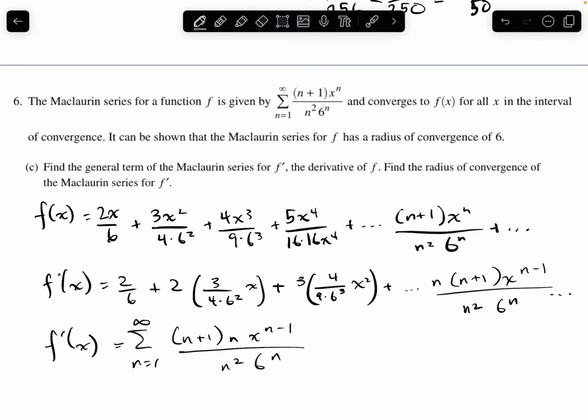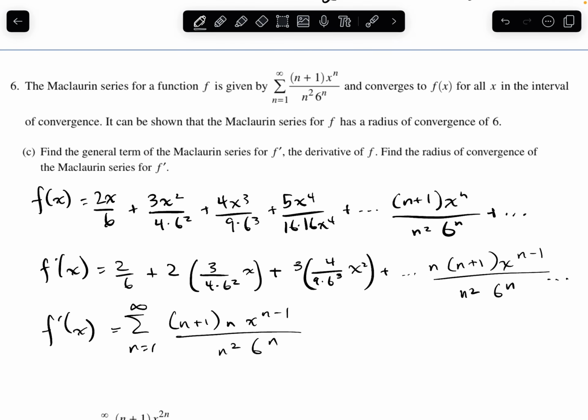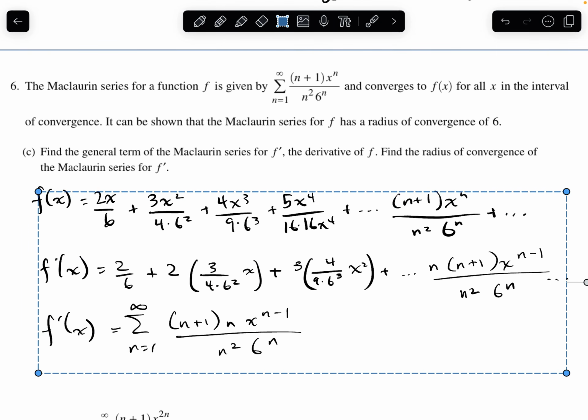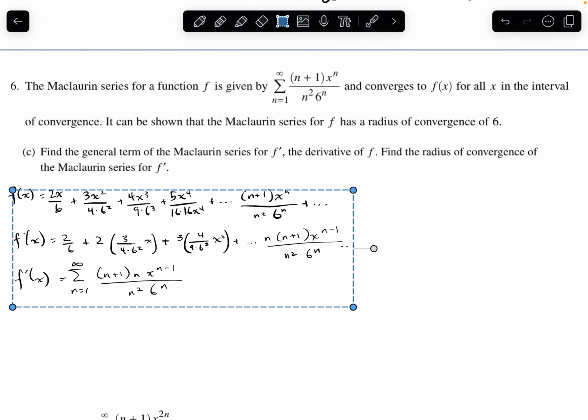All right. Now, it then asks us to find the radius of convergence. So let me see if I can actually make this smaller without messing everything up. Can I do that? All right, so hopefully you took a screenshot of that.